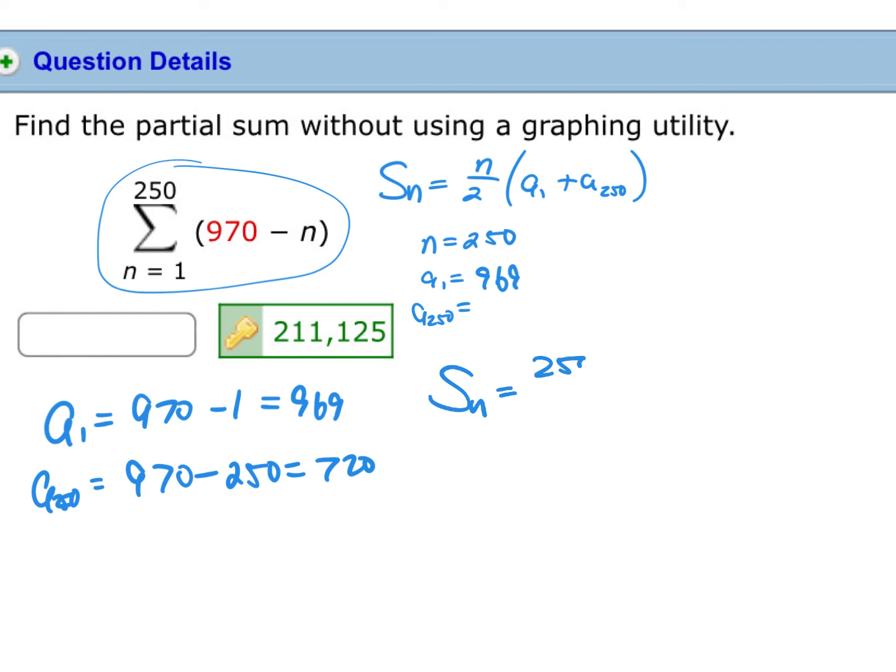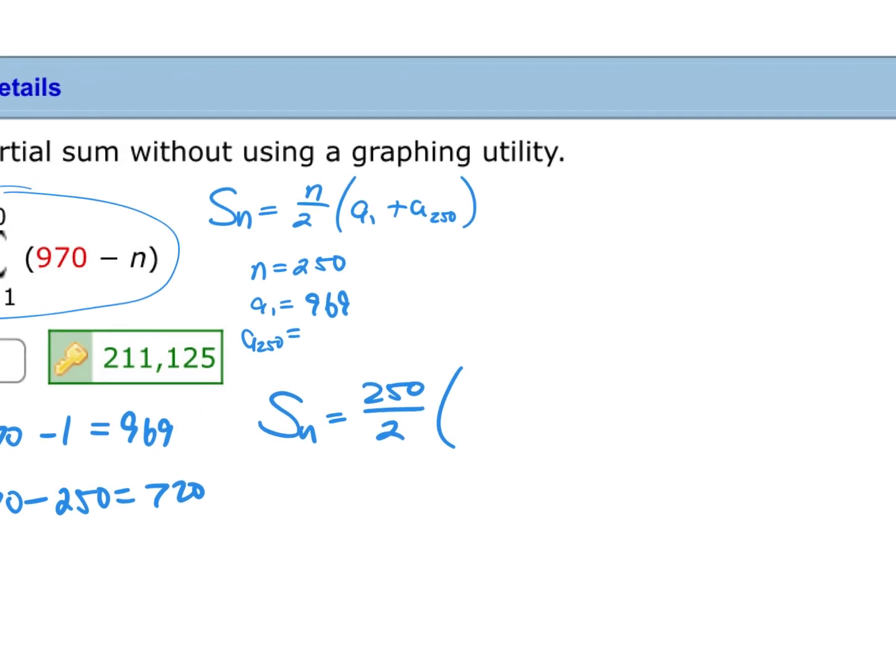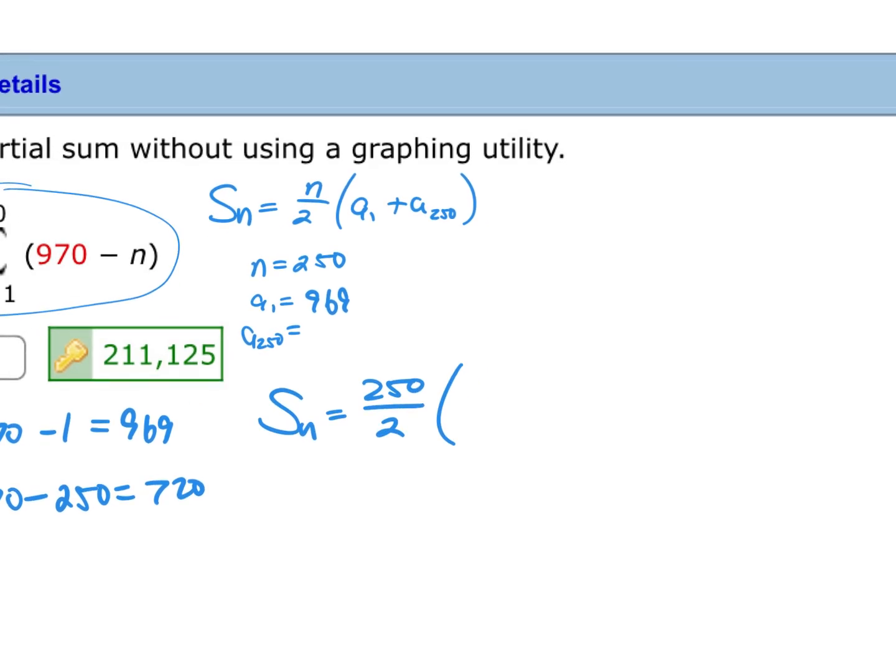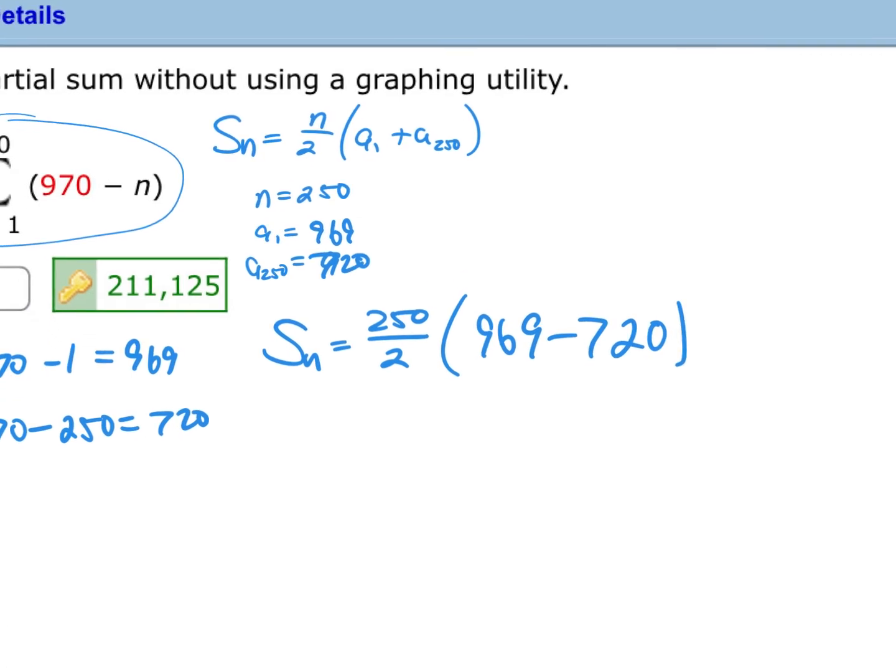I say 250 divided by 2. And then I say the first term, 969, minus the last term, 720. Calculator, what's 250 divided by 2? Okay, 125. And then what's 969 minus 720? Hang on one second. What's 969 minus 720?